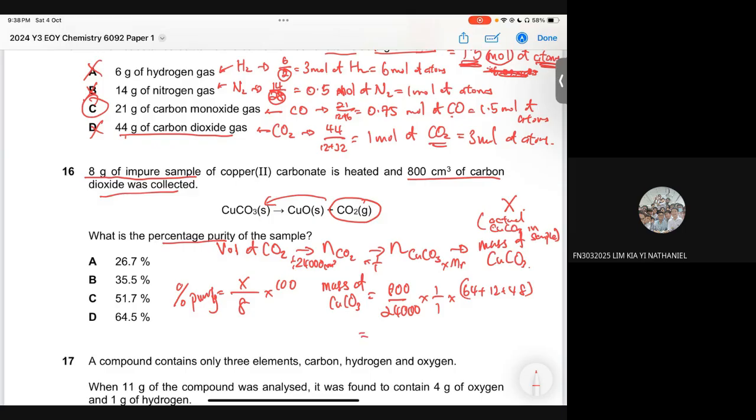Okay, so I'm going to press my calculator for this. 800 divided by 24,000 times 1/1. Then times 64 plus 60. So you're going to get 4.13. So that's the mass of CuCO3. Then the percentage purity, let's sub it in. 4.13 divided by 8 times 100. So you're going to get 51.7% as 3 SF. So answer for question 16 will be C.